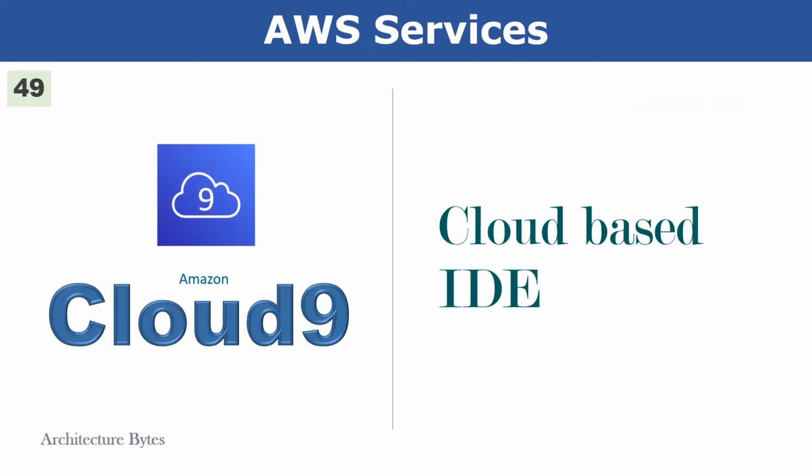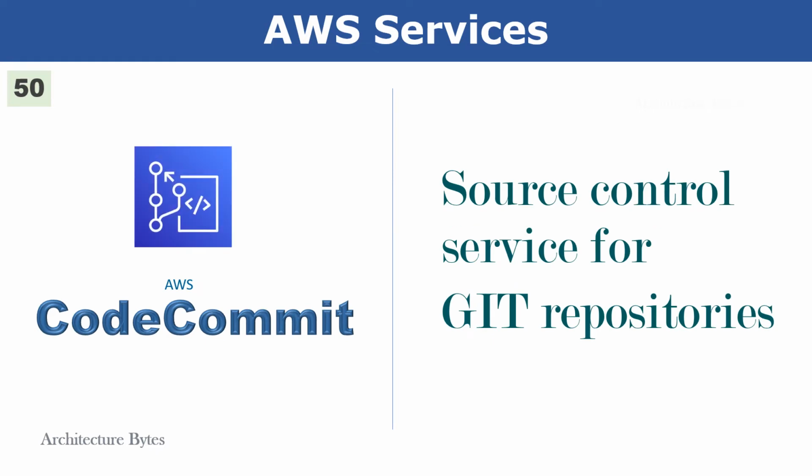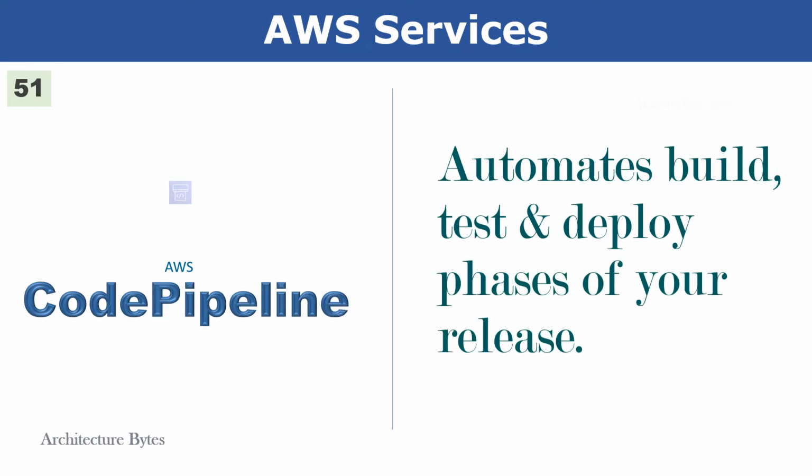Cloud9 is a cloud-based IDE. You can write, run, and debug your code in your browser. CodeCommit is a source control service for Git repositories. It supports standard Git functionality. CodePipeline automates build, test, and deploy phases of your release. You can model your software release process in this fully managed continuous delivery service.